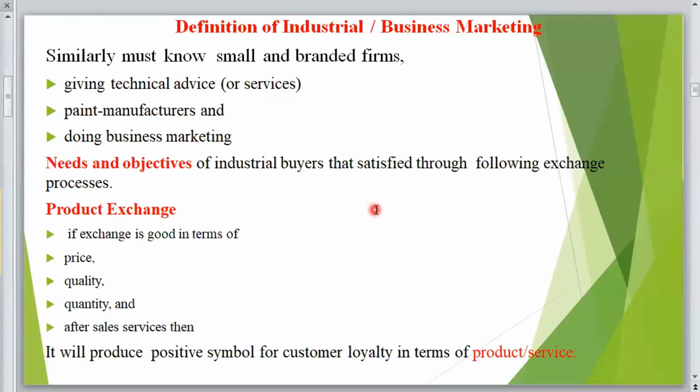So if the producer provides after sales service, you will develop a kind of loyalty. You know, this loyalty could be core loyalty. You know, the status of loyalty would be core loyalty.